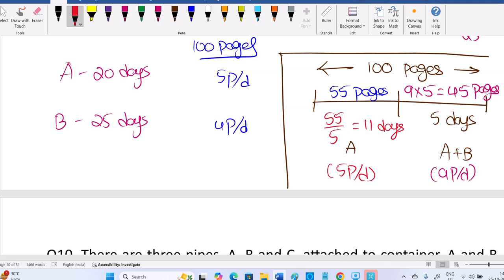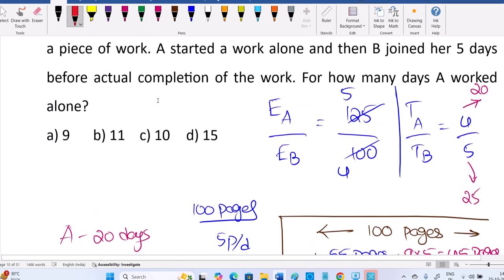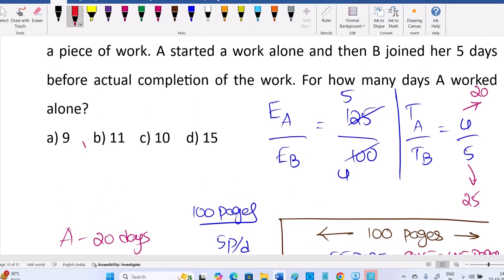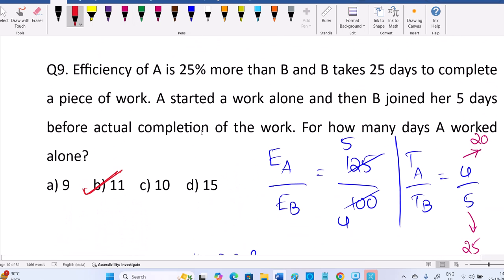Sometimes they'll ask you what is the total time taken to complete the work. What is the answer? Total time taken to complete the work is 60? Initially 11, then 5. A alone is 11 days. Total time taken is 16. So we should read the question. Here you see how many days A alone worked is 11. Excellent question, I can say this is.